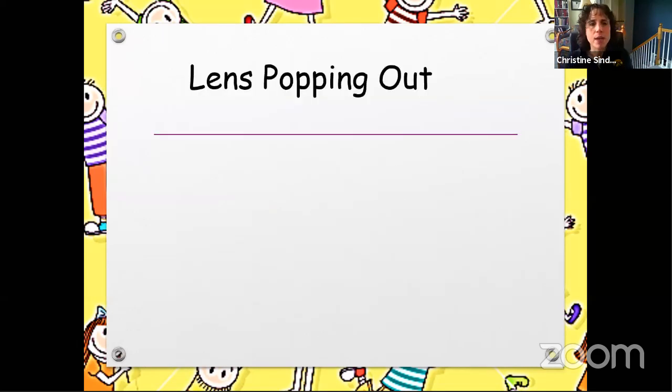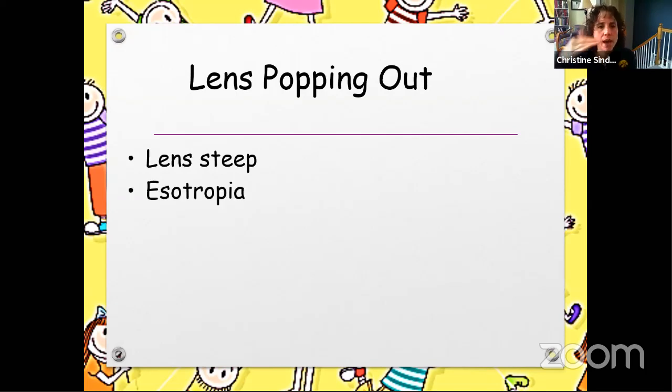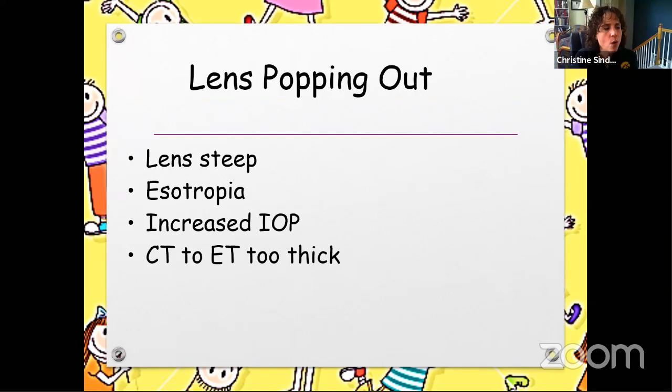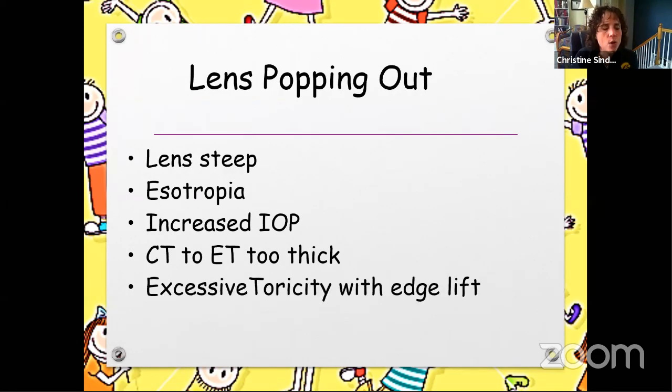Troubleshooting now. Okay, so the lens is popping out. The gas permeable lens is either too steep, the eye has gotten turned in and it's literally pushing the lens out, there's increased pressure, or the center thickness, the edge thickness, there's a problem with the edge of the lens, or there's excessive toricity on the lens.